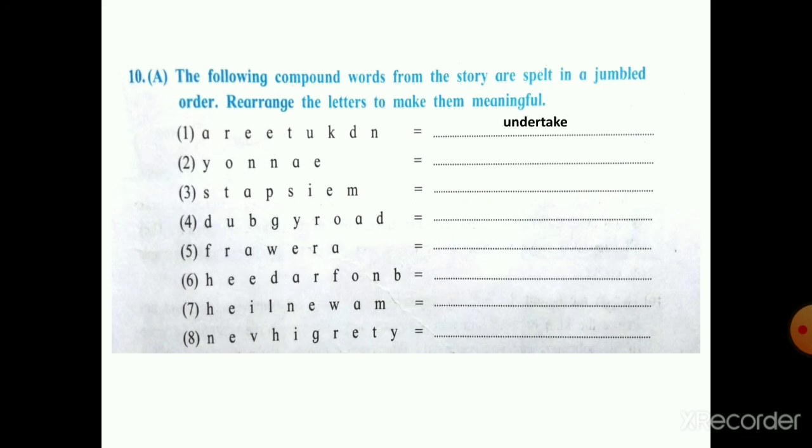So your first meaningful word is undertake. Second meaningful word is anyone. Third one is pastime. Fourth word is bodyguard. Fifth word is warfare. Sixth word is beforehand. Seventh word is meanwhile, and the last word is everything. These are the words which we have to find out from these letters.